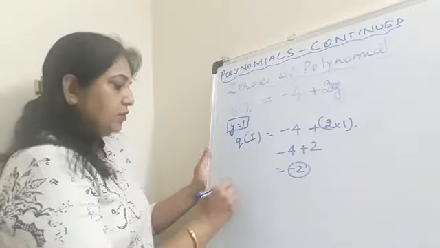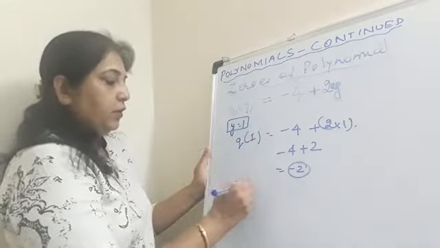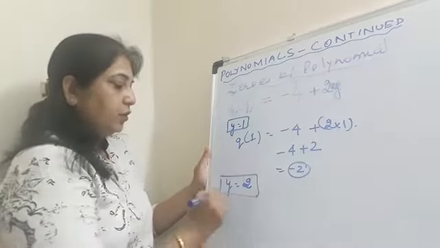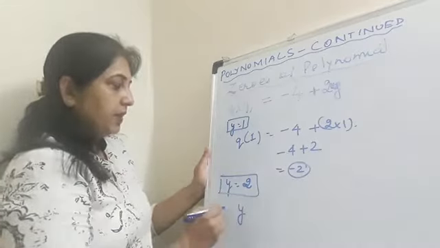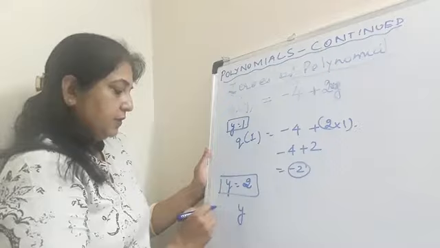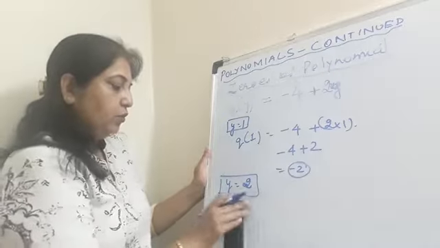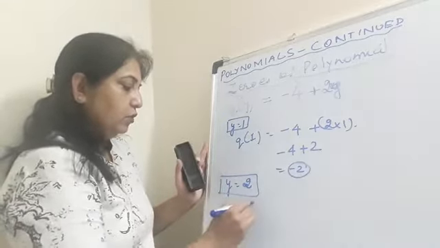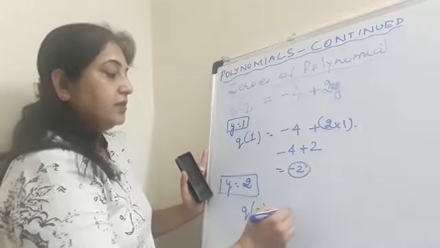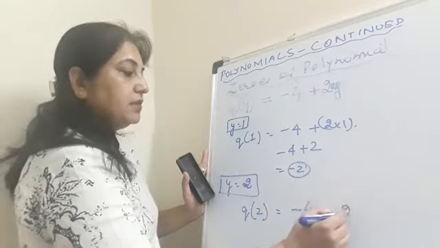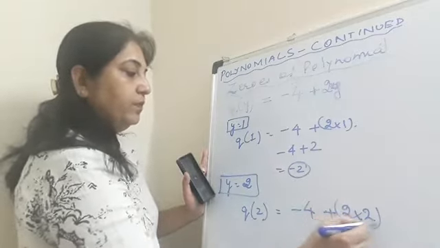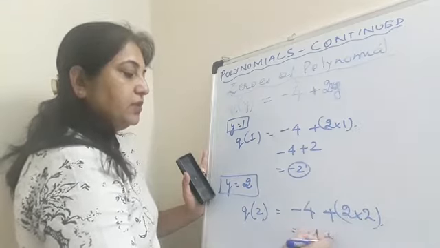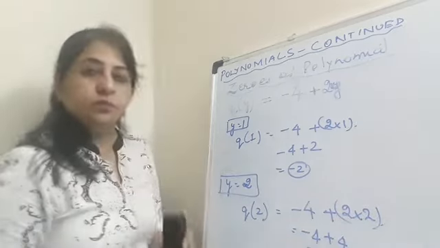Now I substitute 2. Okay, I substitute 2 for y, that is, here I write q(2). So I get minus 4 plus 2 into 2. So minus 4 plus 4 will give me 0.